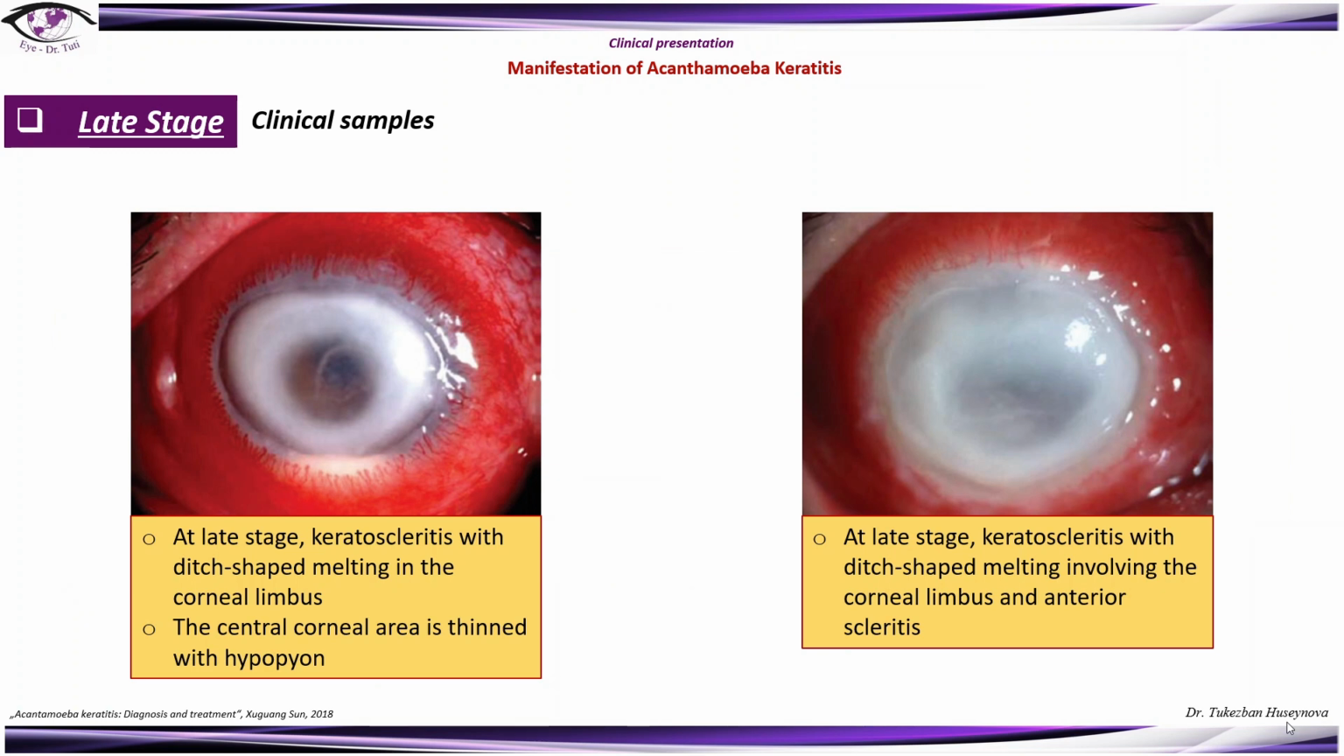In these two cases, we can see on the photo on the left, late stage keratoscleritis with ditch-shaped melting in the corneal limbus, and the central corneal area is thinned with hypopyon. On the second photo, we can see a late stage of this disease with keratoscleritis with ditch-shaped melting involving the corneal limbus and anterior scleritis.